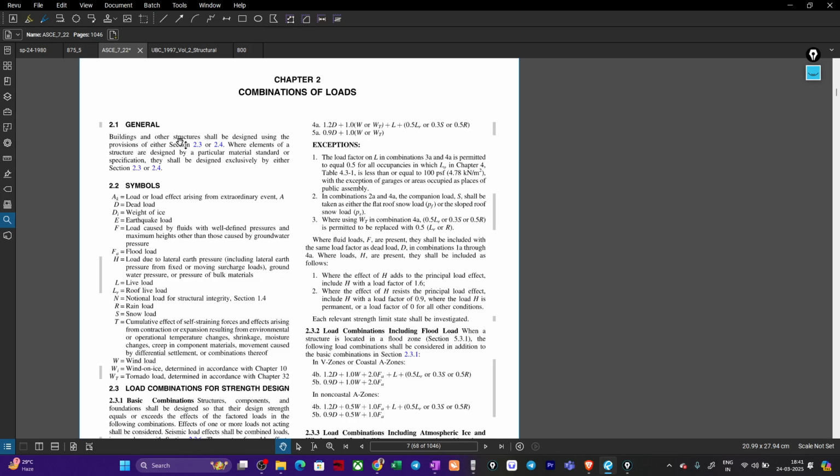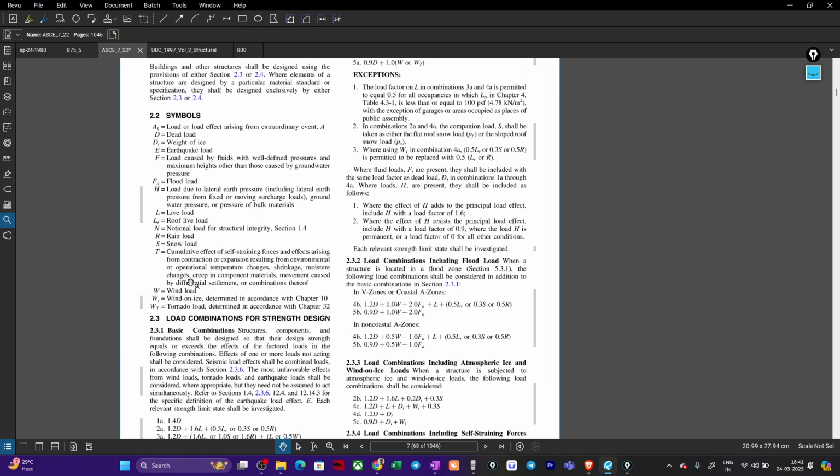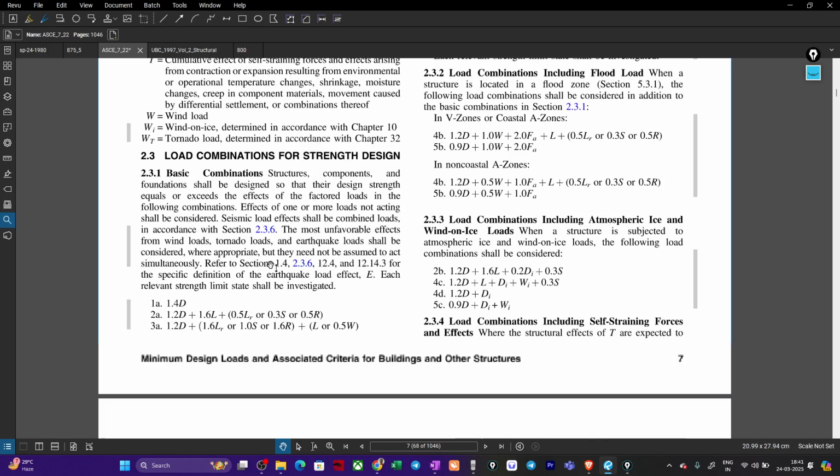2022, right? 22. So if you see here, in ASCE 7 load symbols, T is nothing but the cumulative effect of self-straining forces and effects arising from contraction or expansion resulting from environmental or operational temperature changes, shrinkage, moisture changes, creep in component materials, movement caused by differential settlement or combinations thereof. So T is nothing but our temperature load that we are looking for. Here are different combinations mentioned.